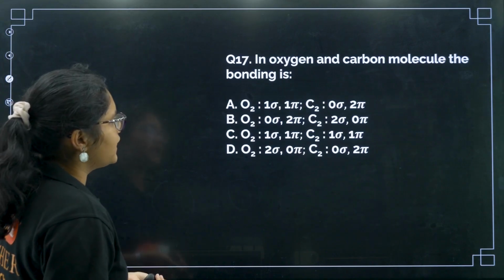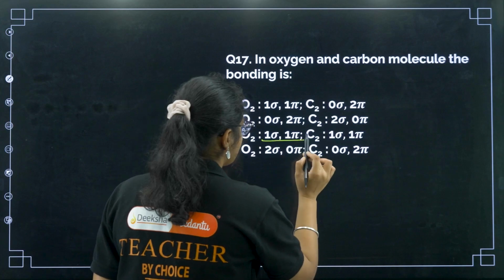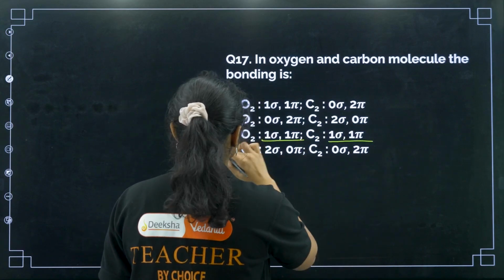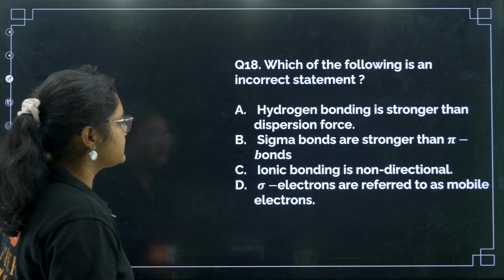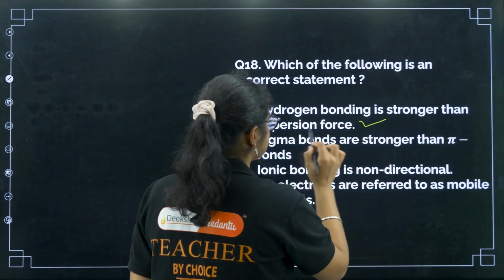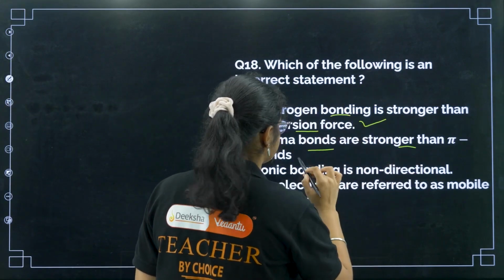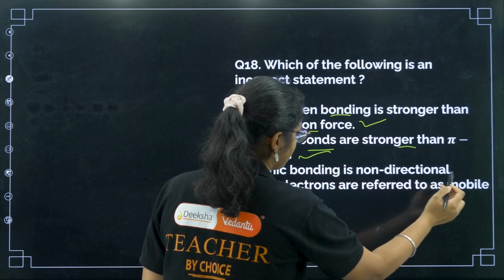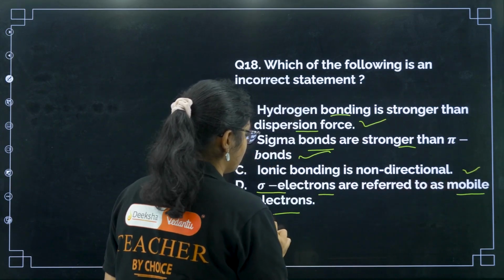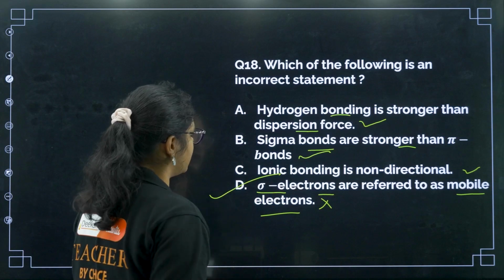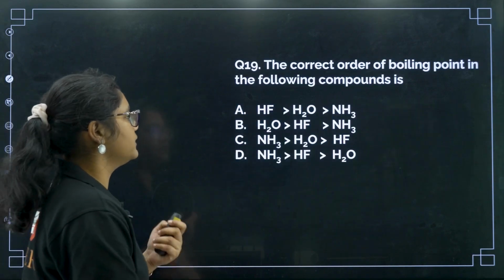Next, in oxygen and carbon, in oxygen there is 1 sigma 1 pi, carbon also 1 sigma 1 pi, correct answer is option number C. Next, incorrect statement about bonding: hydrogen bonding, this is correct. Dispersion force, sigma bonds are stronger, this is correct. Ionic bond is non-directional, this is also correct. Sigma electrons are mobile, this is wrong. Pi electrons are mobile, so the correct answer is option number D.